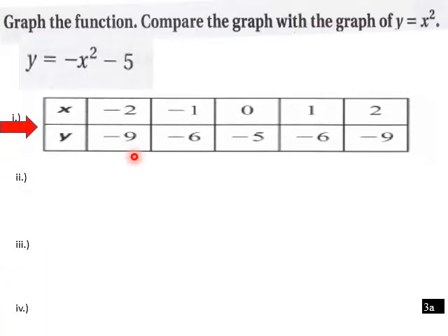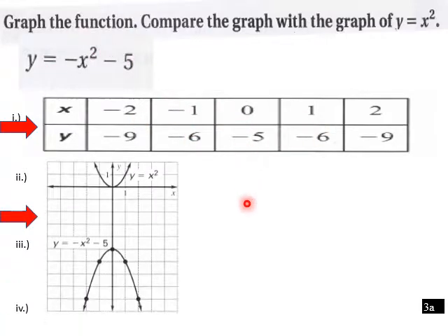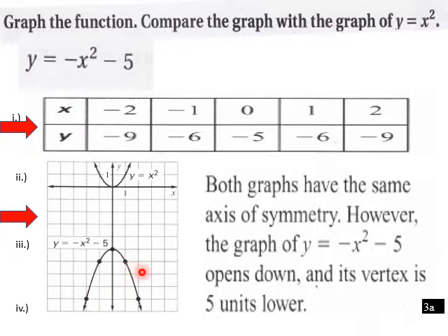Our guided practice is a table of values for this quadratic. When we graph that, here's our parent function down here, and we have a negative, and then our vertex, when x equals 0, y equals negative 5, is way down here. So this is what this quadratic parabola looks like. Both graphs have the same axis of symmetry. It opens down and it's moved 5 units down from the parent function.